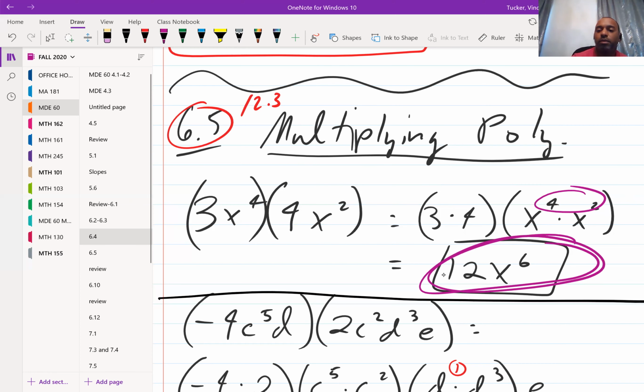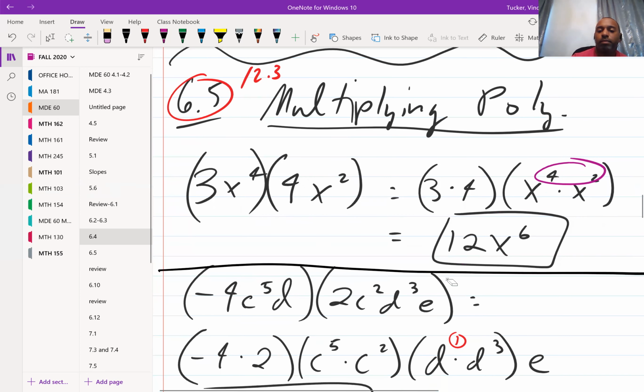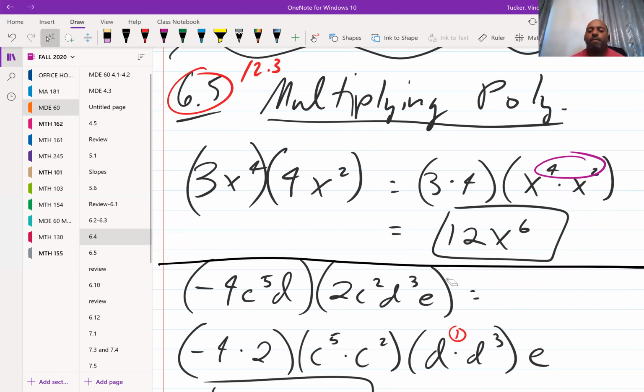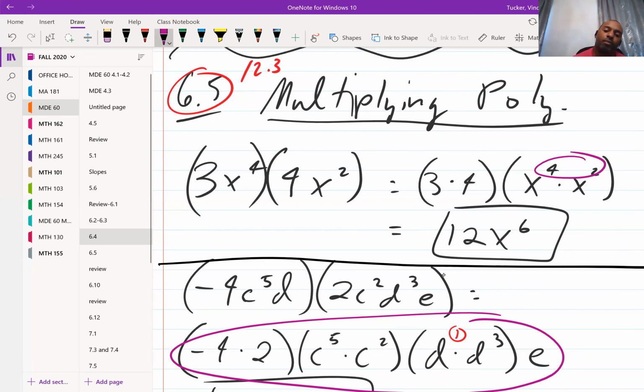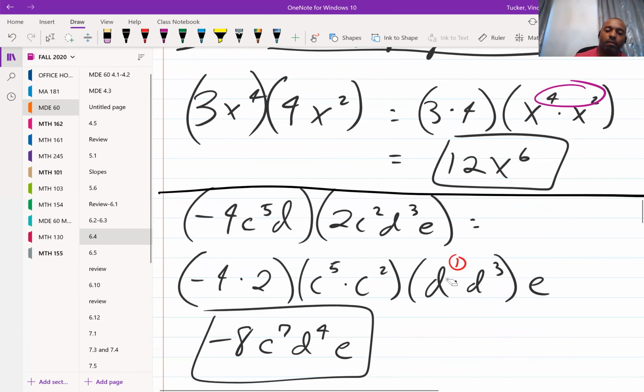All right, any problems with that? Next one, the same thing. We have negative 4c to the fifth d times 2c squared d cubed e. So right here, you put together what you can simplify. So we have negative 4 times 2, c to the fifth times c squared, d times d cubed, and then e is just sitting on the outside. There's nothing we can combine that with. Negative 4 times 2 is negative 8. Add your exponents for c, that'll be c to the seventh. Add your exponents for d. Don't forget, when you don't see anything, they assume you know there's a 1 there. So 1 plus 3 gave us 4, and then we have e on the end. Any questions so far?